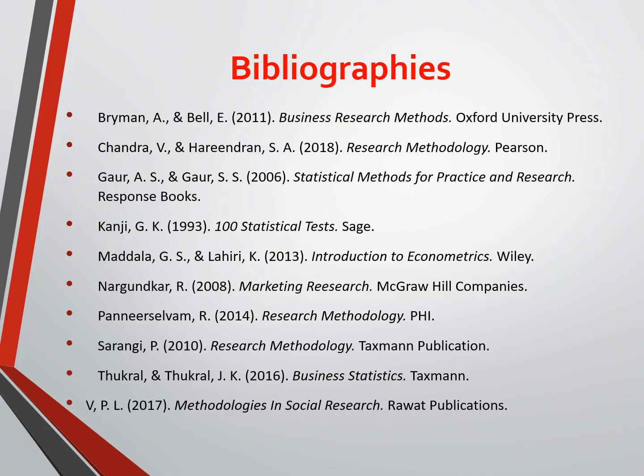Okay, friends, the bibliography is being made available. The title number 4 given here, Kanji G.K. 1993, 100 Statistical Tests. The book is very important before you go and decide your chapter number 3. You can go through any of the books on research methodology.